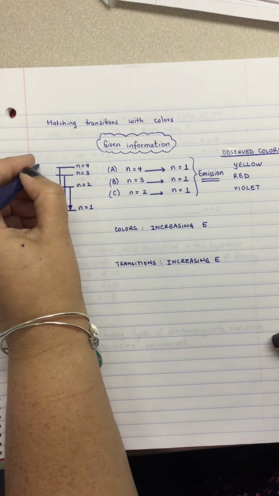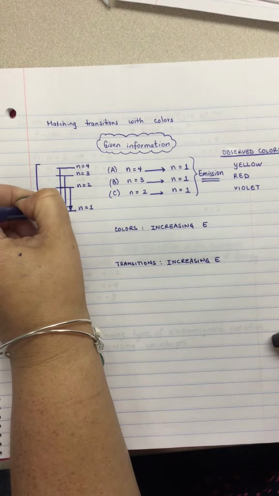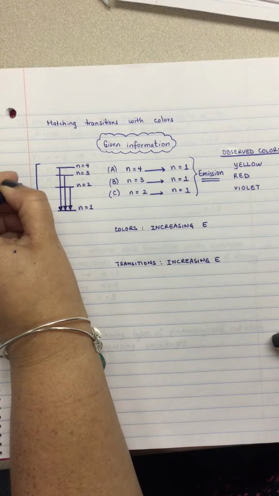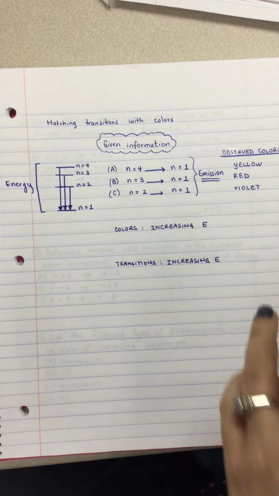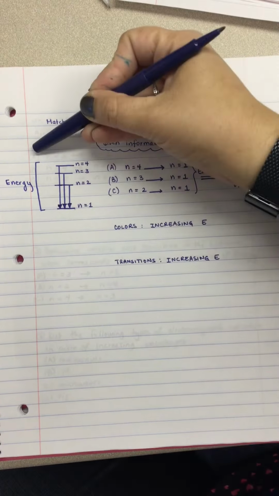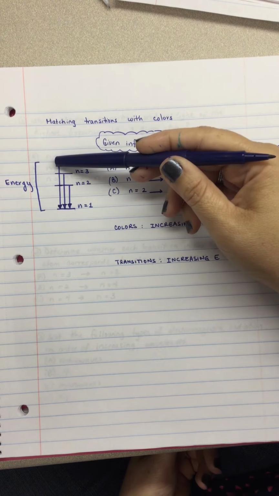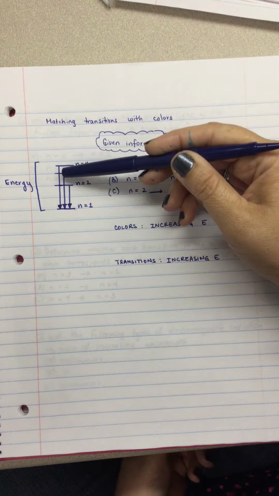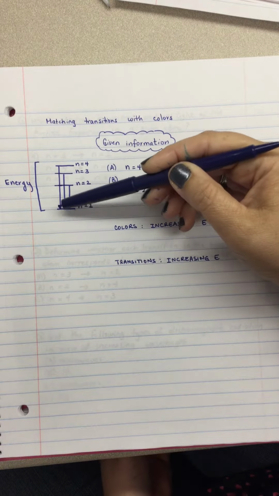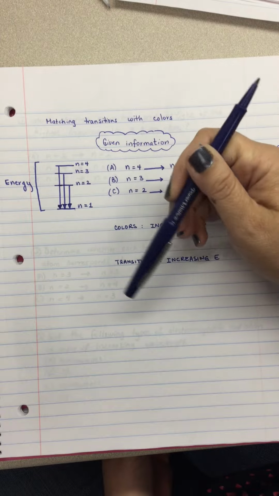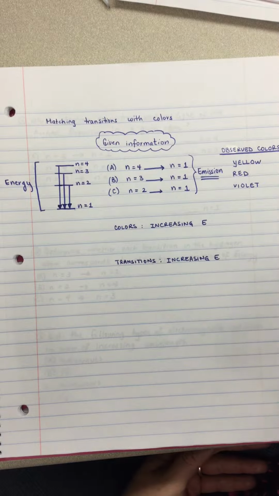Now remember that this represents energy moving up, so increasing as you move up. The actual distance between the energy levels is telling you the amount of energy. For example, the distance between N1 and N4 is bigger than the distance between N2 and N1. If that distance is bigger, it means that you have a higher numerical value.